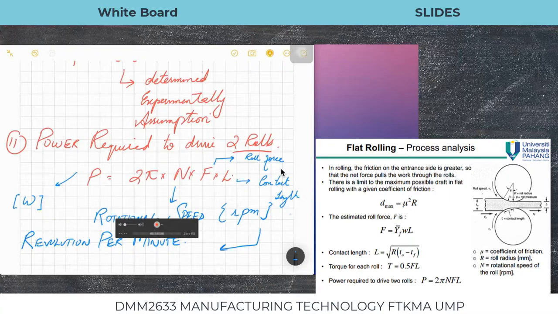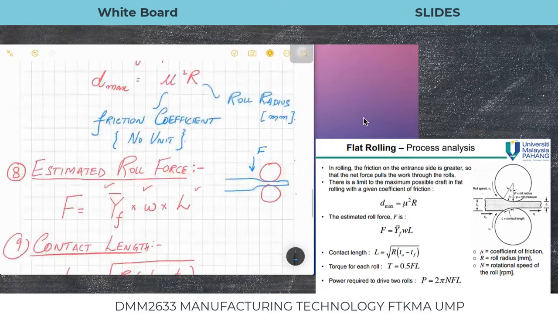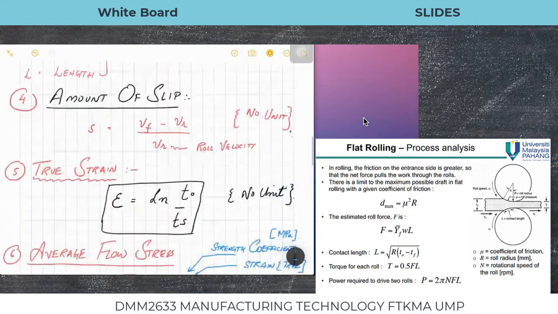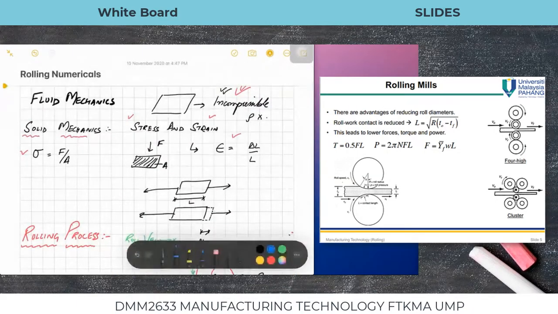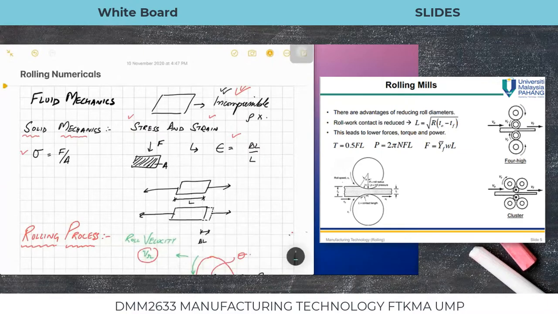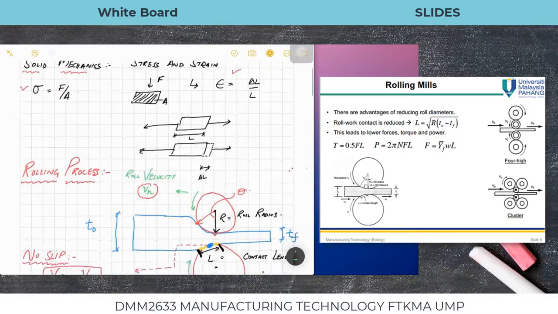Okay, so if I go up a little bit, let's just take a brief look at what we have learned so far. To solve today's class, we required the use of fluid mechanics, the assumption of an incompressible flow fluid, where the density does not change with respect to distance or time. Then we have solid mechanics principles regarding stress and strain, true stress and average flow strain. Then we go to the rolling process.